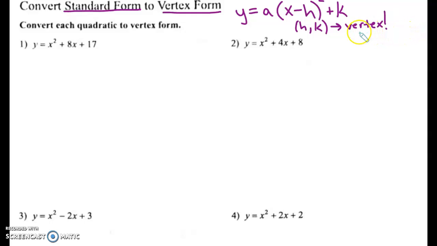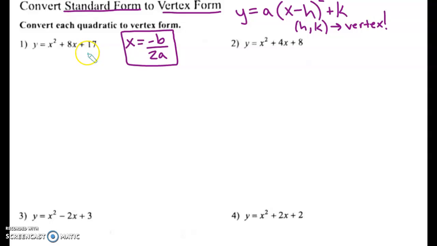So if we can find the vertex out of these standard forms, then we can just put it back into vertex form. So how do we find the vertex from standard form? Remember, it is x equals negative b over 2a. That is the key in all of these. Okie dokie. So let's check out number 1. y equals x squared plus 8x plus 17.